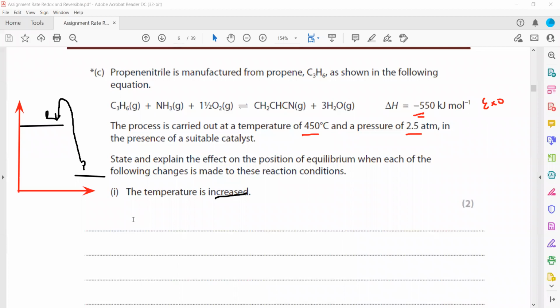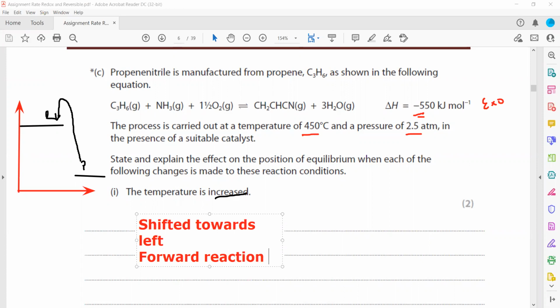This will shift the equilibrium towards the left hand side. So equilibrium shifted towards left. And what is the reason for that? Because the forward reaction is exothermic. Because the forward reaction is exothermic, that's why that is the main reason that equilibrium is shifted towards the left hand side.